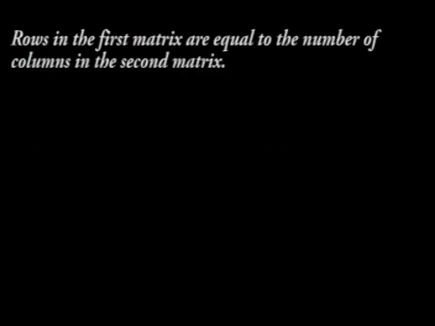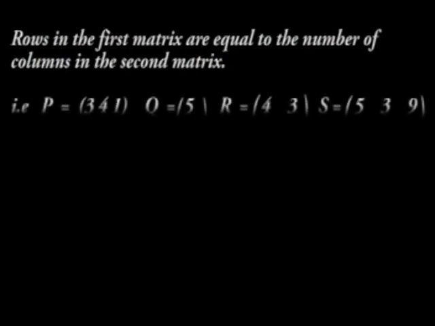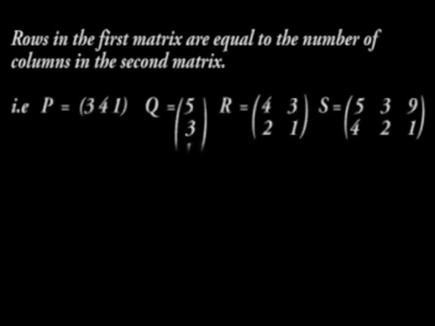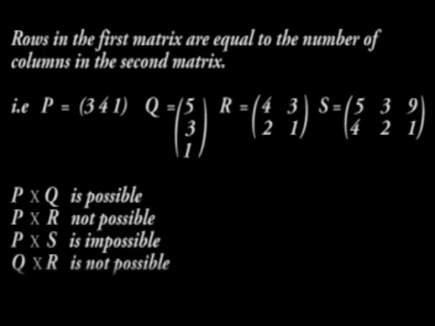Multiplication of matrix by matrix. Multiplication of matrix times matrix is only possible if the number of columns in the first matrix is equal to the number of rows in the second matrix. That is, if P is 3, 4, 1 and Q is 5, 3, 1, R is 4, 3, 2, 1 and S is 5, 3, 9, 4, 2, 1, P times Q is possible, P times R is not possible, P times S is possible, but Q times R is not possible.